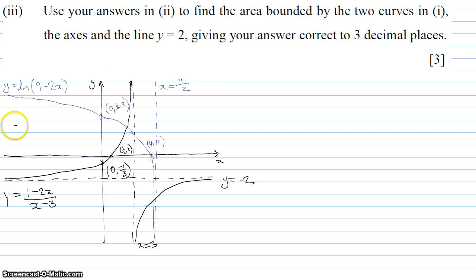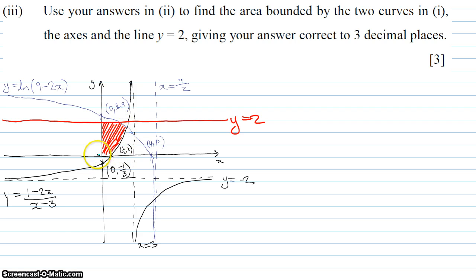So the first thing I need to do is draw on a new line. I need to draw on the line y equals 2. So y equals 2 is smaller than ln 9, so this is what my line is going to look like. And the area bounded by the axes and the two curves will be this area in here.